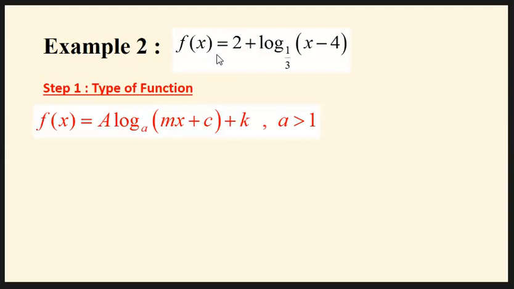Example 2, we have the function f(x) equals 2 plus log to the base 1/3 of (x minus 4). So in this case, for the first step, we find that the base number doesn't fulfill the requirement of step 1, where we want the base number greater than 1, but in this case we have 1/3.